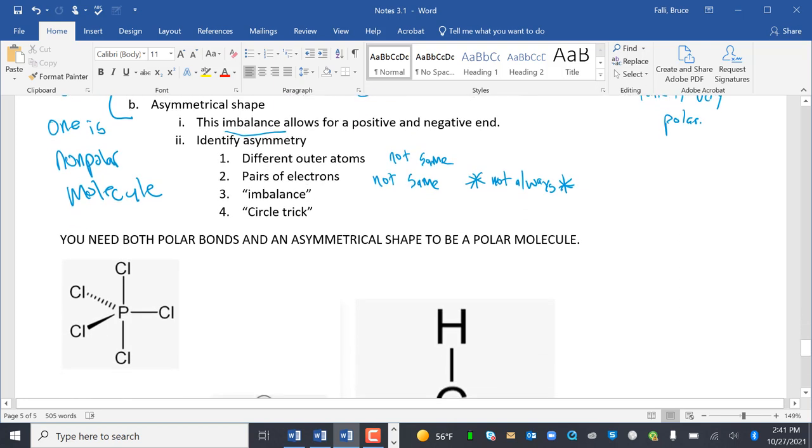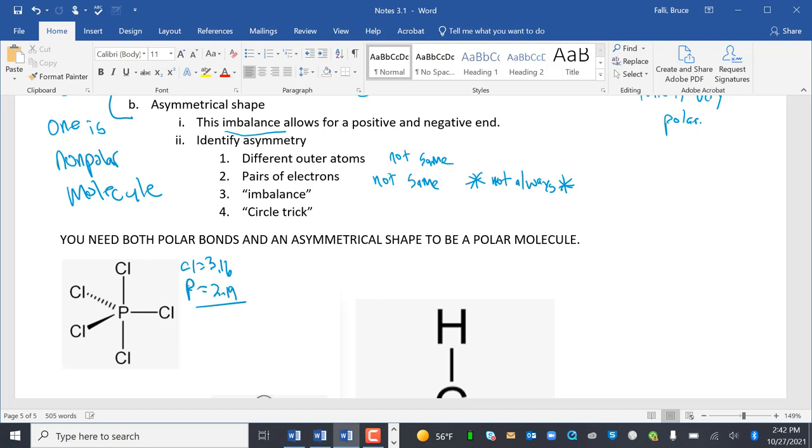Okay, so first, I'm going to grab myself a periodic table. On your periodic table, you can look at these bonds pretty quickly too. So I'm going to look at Cl, and Cl's 3.16, and phosphorus is 2.19. I don't want to do the subtraction, but it's definitely going to be polar because it's going to be bigger than 0.41. Okay, so it meets the first one. Polar bond, check. Now, is this symmetrical or asymmetrical?